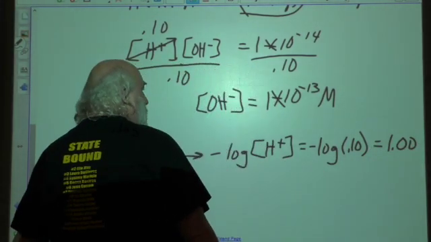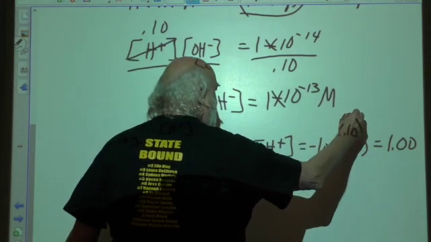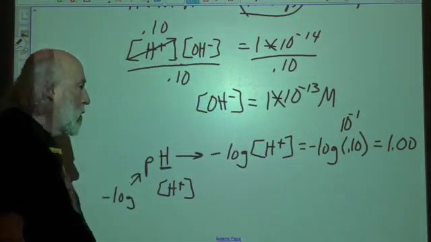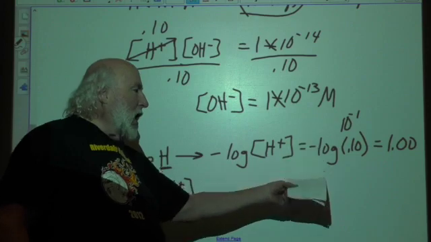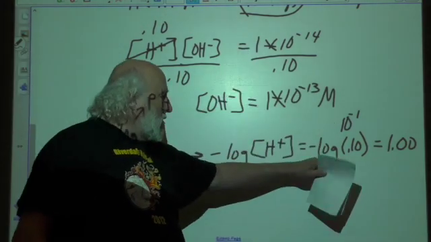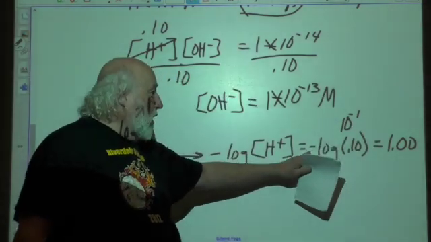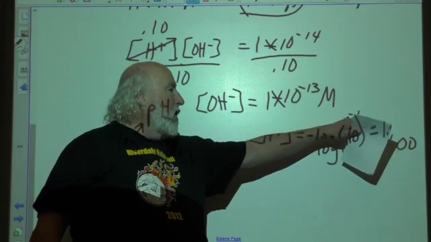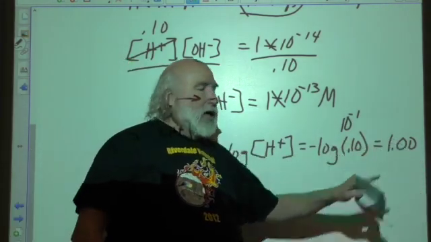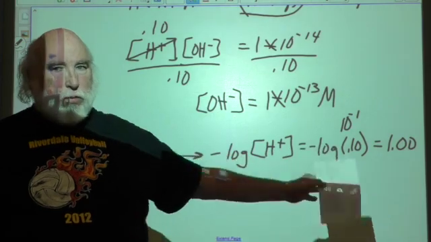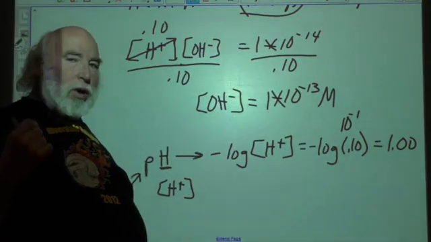Why? Because this is 10 to the negative 1 power, and negative log means negative exponent base 10, so the negative exponent is the negative of a negative 1, which is positive 1. Now you can leave it as 1, I don't care. But don't put a label on it. There is no label for pH.